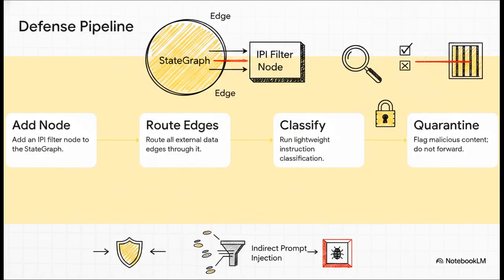If you're building in LangGraph, here is your functional pattern. Step 1, add a dedicated indirect prompt injection filter node to your state graph. Step 2, route every single external ingestion edge through it. Step 3, inside that node, run a lightweight classification check, specifically hunting for instruction attempts. And step 4, if it flags, you quarantine that data immediately. Do not pass go, do not forward it to the reasoning node. This creates a hard verifiable checkpoint before cognitive processing even starts.